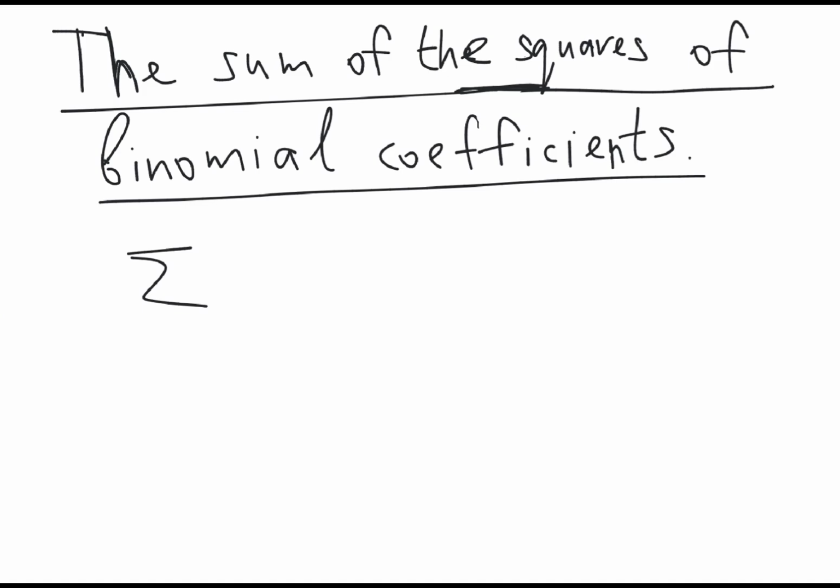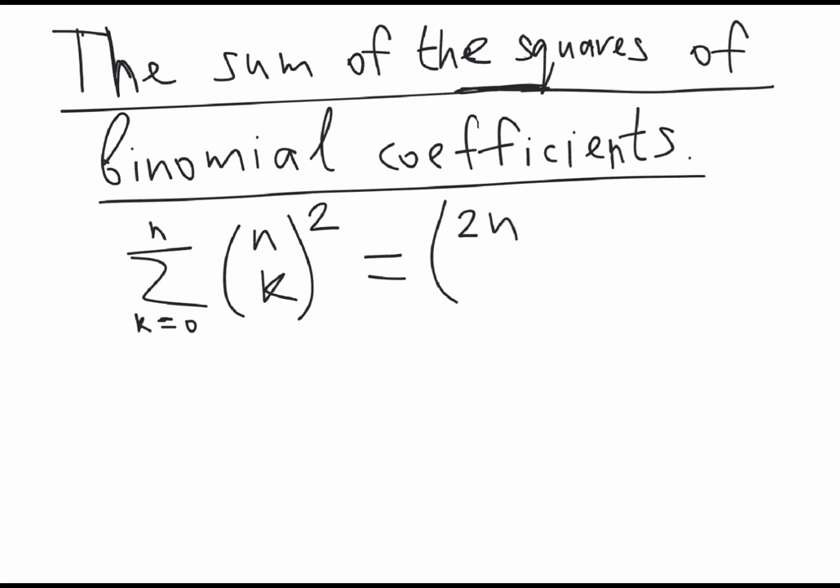Okay, in this video I'm going to talk about the sum of the squares of binomial coefficients. So basically I will show how to calculate this sum, k from 0 to n of the binomial coefficient squared. I will show that this is equal to the binomial coefficient 2n choose n.